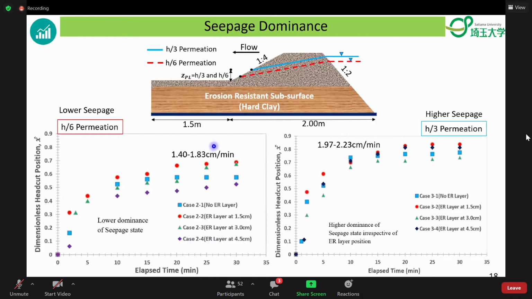Seepage dominance is also confirmed from the plot of lower seepage cases and higher seepage cases. The lower seepage case, that means the H/6 permeation cases, shows that the effect of the erosion resistant layer is still visible, indicating a wide range. On the other hand, for higher seepage cases, we notice that irrespective of erosion resistant layer position, the speed remains the same. So with the increase of intensity of seepage, the dominance of seepage over the erosion resistant layer also increased.